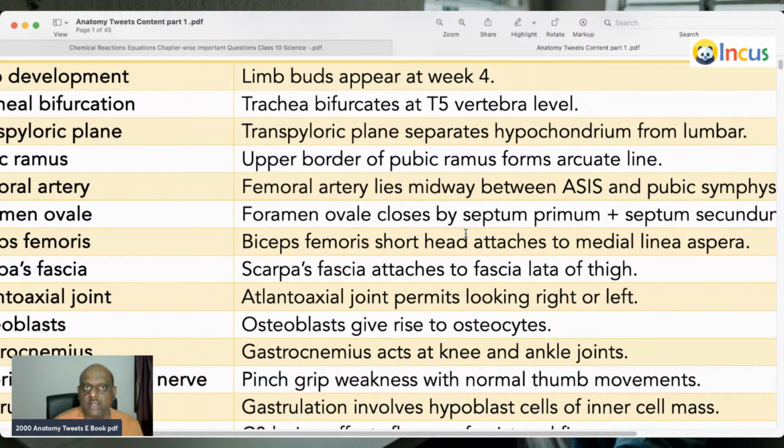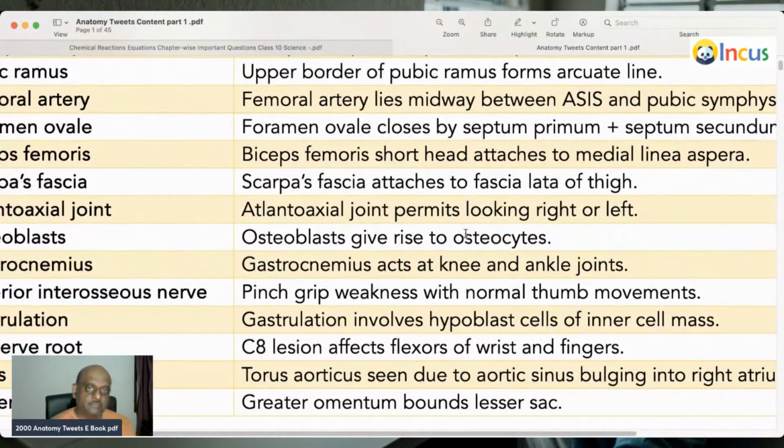But when you come to the lower limb, you have the vastus medialis, vastus lateralis, vastus intermedius, biceps femoris. So the biceps femoris short head attaches to the medial linea aspera. This attachment is a favorite area for the examiner. Scarpa's fascia attaches to the fascia lata of the thigh.